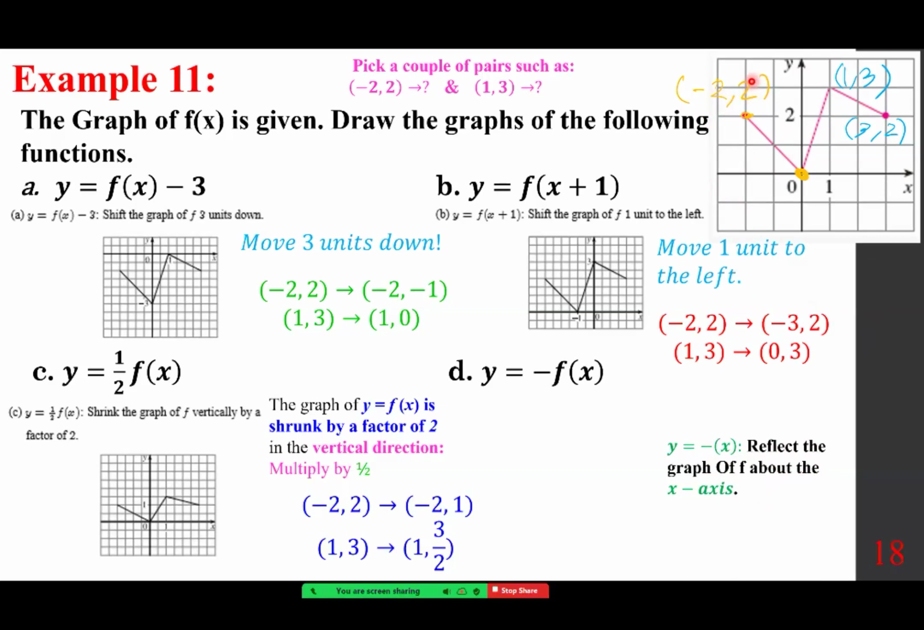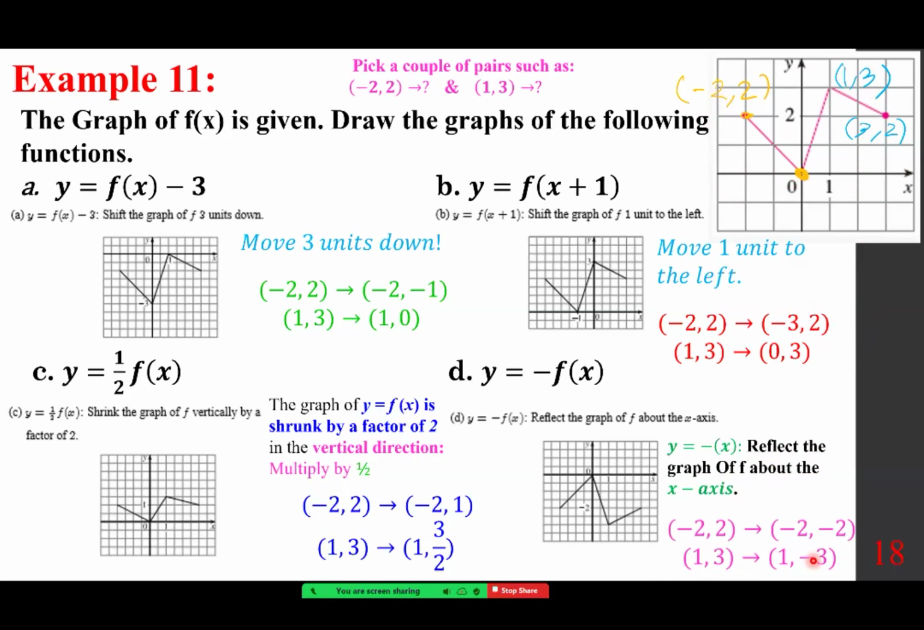So it becomes minus 2. 0, 0 doesn't change. 1 remains, flips over, so 3 changes to minus 3. 3 remains, 2 changes to minus 2. That's the meaning of this. So as an example, I wrote those 2. So it flips over with respect to the x-axis.